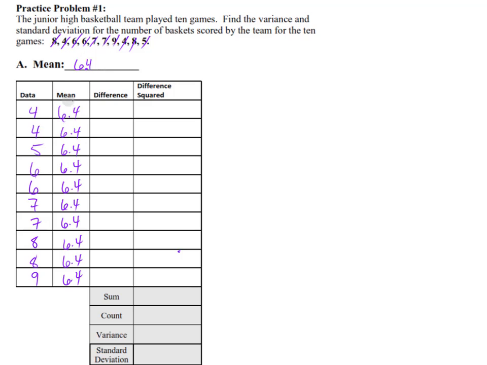Once we have these all in, the next thing we need to do is find the difference between each data point and the mean. In other words, we're literally going to do this operation, the data minus the mean. And we're going to put that answer over here where it says difference. So we're just doing this subtraction. Okay, so when we do this, we're going to want to square. Once we get the difference by subtracting these, we're going to square that number. So whatever answer we get here, we're going to take it and square it and put our answer in the next column. Okay, so that's what we're going to do for each of these data items.